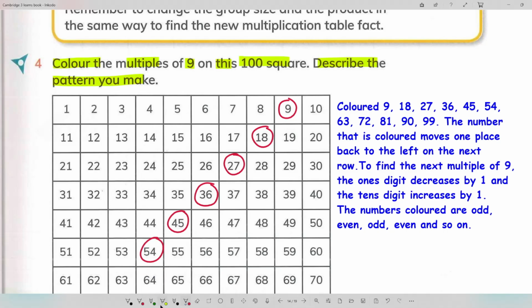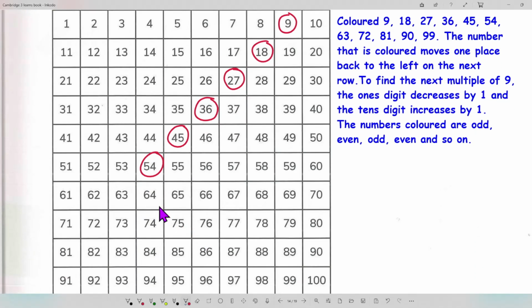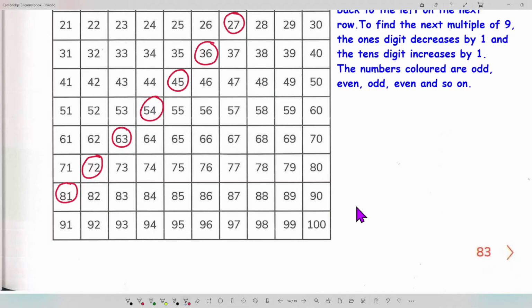9 times 6 is 54, 9 times 7 is 63, 9 times 8 is 72, and 9 times 9 is 81. And finally 9 times 10 is 90. And here also 9 times 11 is 99.